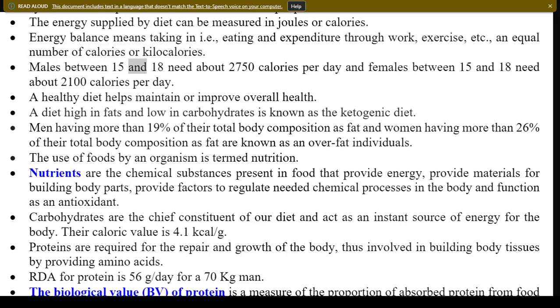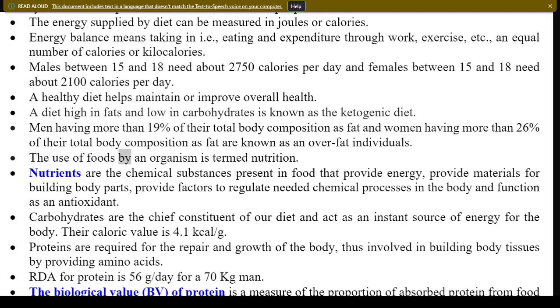Males between 15 and 18 need about 2,750 calories per day, and females between 15 and 18 need about 2,100 calories per day. A healthy diet helps maintain or improve overall health. A diet high in fats and low in carbohydrates is known as the ketogenic diet. Men having more than 19% of their total body composition as fat and women having more than 26% of their total body composition as fat are known as overfat individuals.